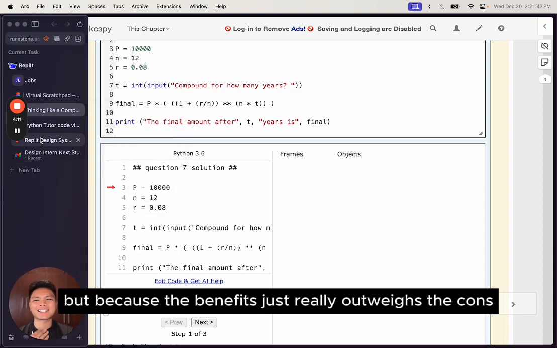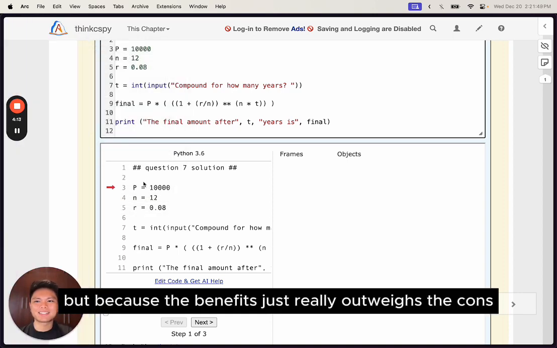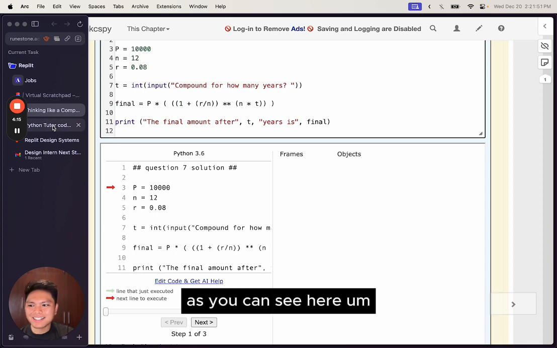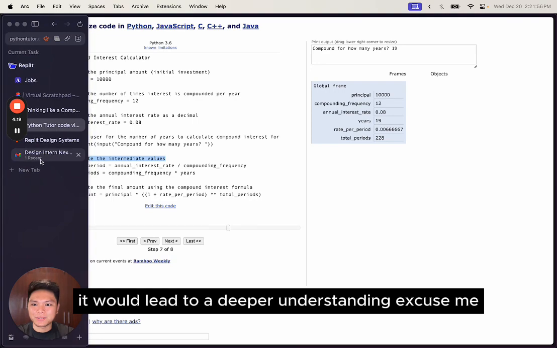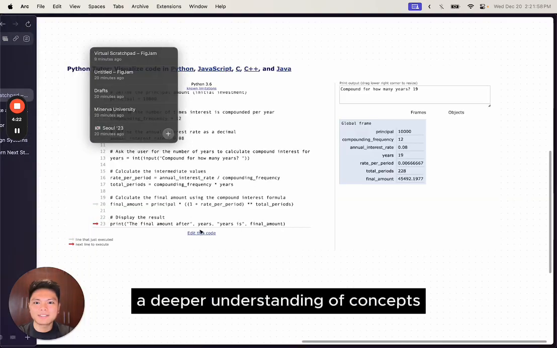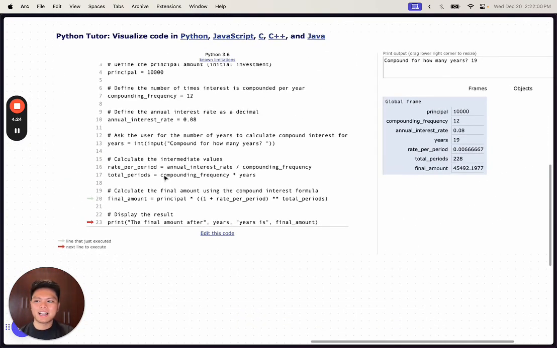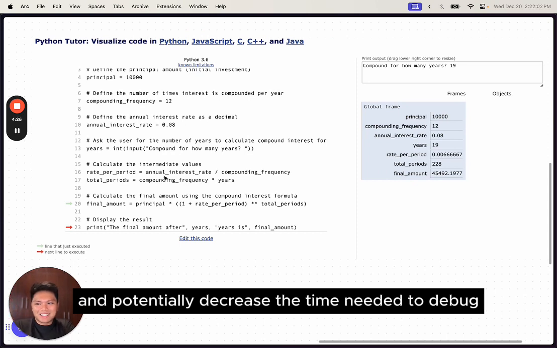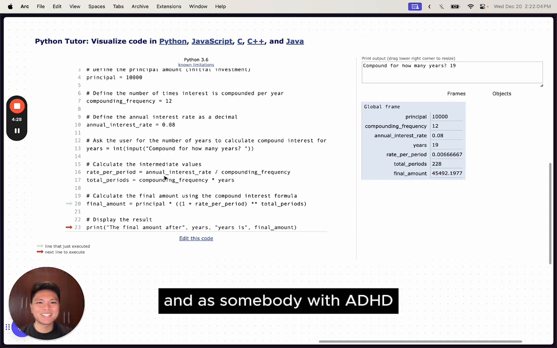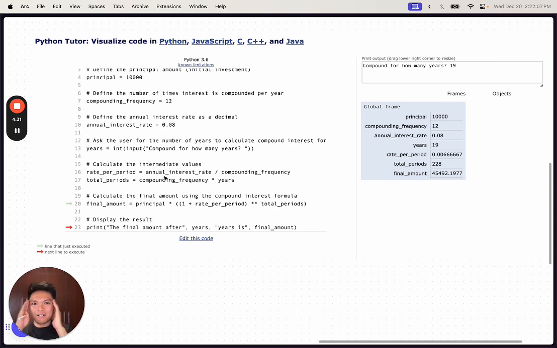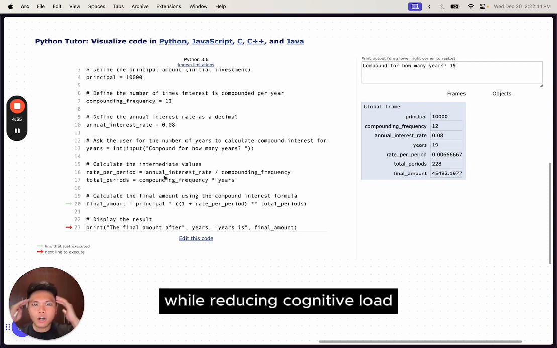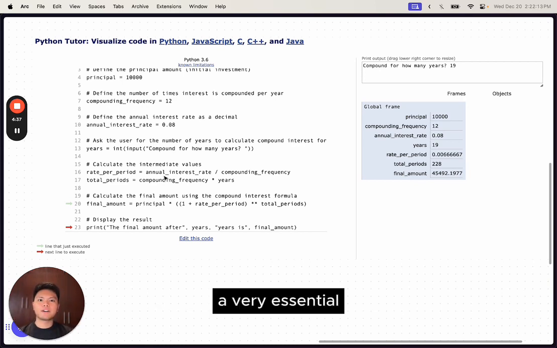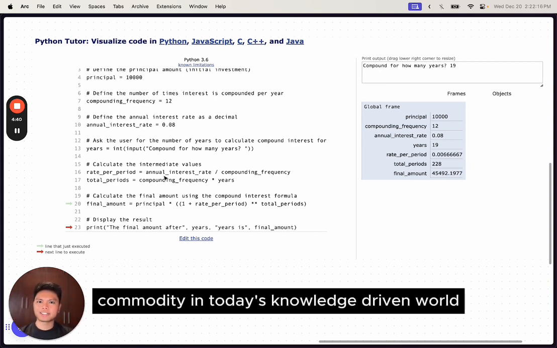But because the benefits really outweigh the cons, as you can see here, it would lead to a deeper understanding of concepts and potentially decrease the time needed to debug. And as somebody with ADHD, it really helps me shift my gaze to something that really needs focus while reducing cognitive load, a very essential commodity in today's knowledge-driven world.